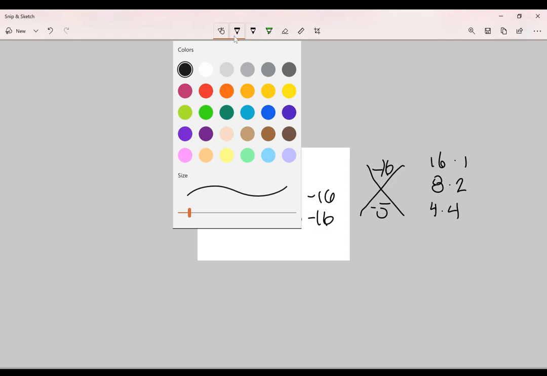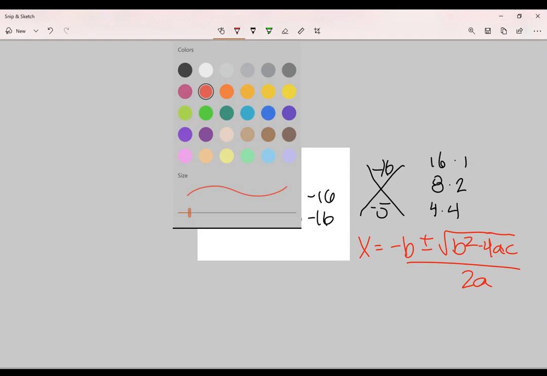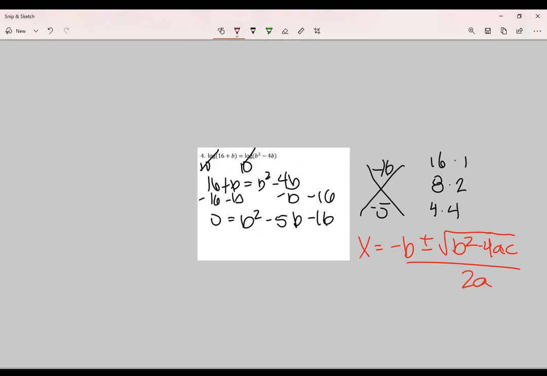So when I use quadratic formula, I remember that the formula is x equals opposite b plus or minus the square root of b squared minus 4ac all over 2a. When I plug in my values from my equation, I'm going to have x equals opposite b, so in this case positive 5, plus or minus the square root of negative 5 squared, which is 25, minus 4 times a, which is 1, times c, which is negative 16, all over 2 times a, which is 1.